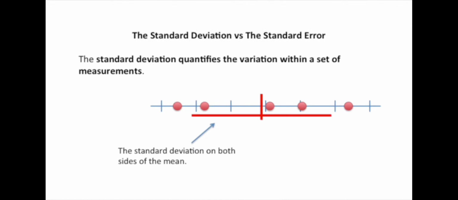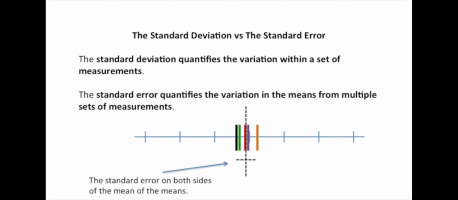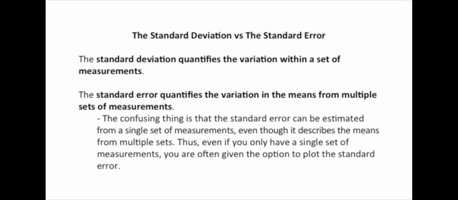Now let's summarize the differences between the standard deviation and the standard error. The standard deviation quantifies the variation within a set of measurements. The standard error quantifies the variation in the means from multiple sets of measurements. The confusing thing is that the standard error can be estimated from a single set of measurements, even though it describes the means from multiple sets.